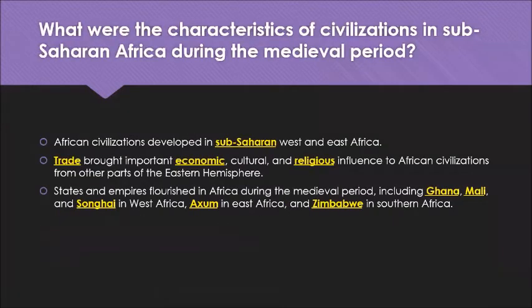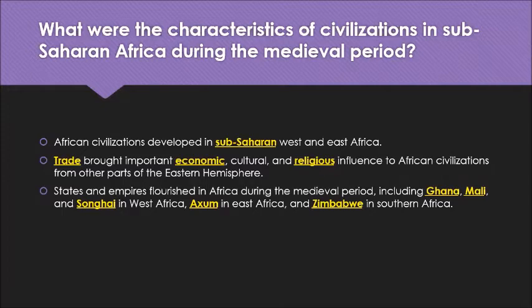So, civilizations in sub-Saharan West and East Africa. Trade is going to be very important to these areas for their culture and for the religions that tend to develop. All right. So, states and empires flourish in Africa during the medieval period.